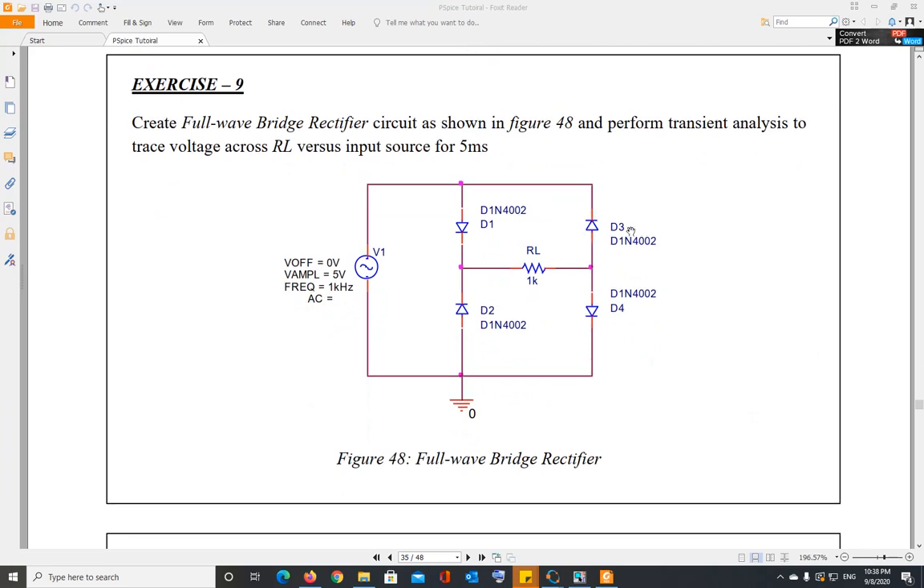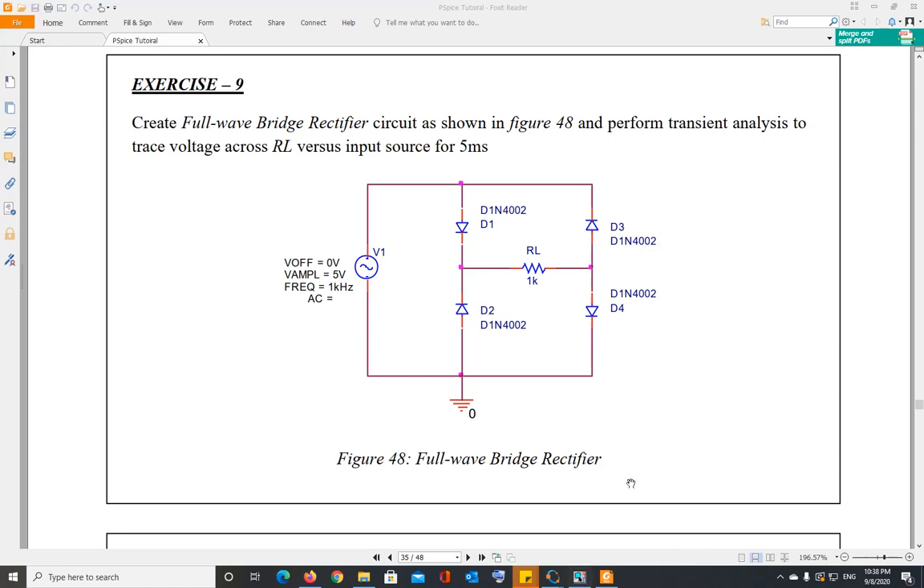These diodes are present in the eval library. The eval library you already used to get the switch in one of the exercises, in the same library you can find this diode. And there is also a diode library in PSpice that you can add, and this component is also present in the diode library.